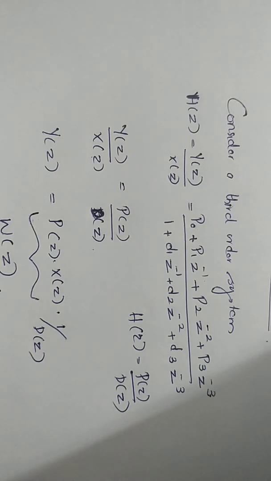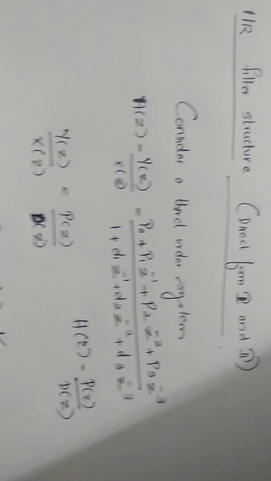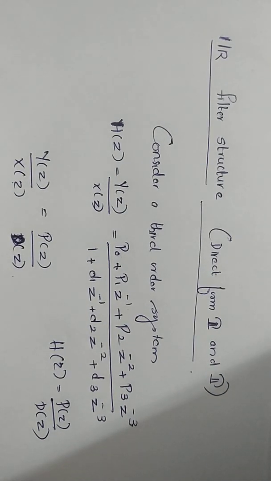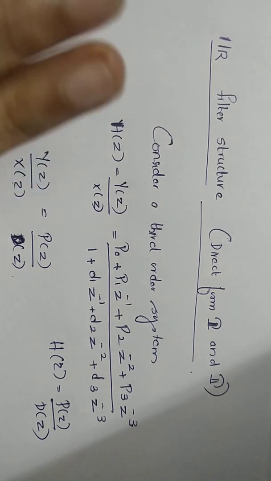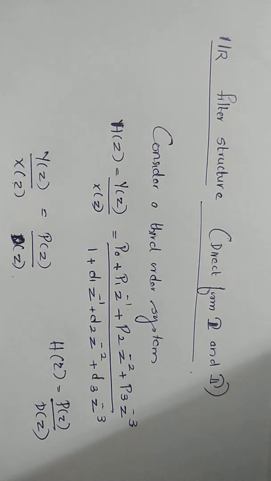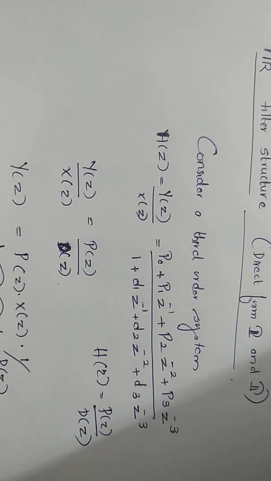So in your syllabus, transpose of the filter structure is also included. So now today we are considering the IIR filter structure transpose. Before going to the transpose of the direct form 1 and 2, I am giving the general structure of direct form 1 and 2. We did problems based on the direct form 1 and 2 of IIR filter, but the general structure I haven't discussed. So first we are discussing the general structure of direct form 1 and 2 of IIR filter. Later we are discussing the transpose of that structure.